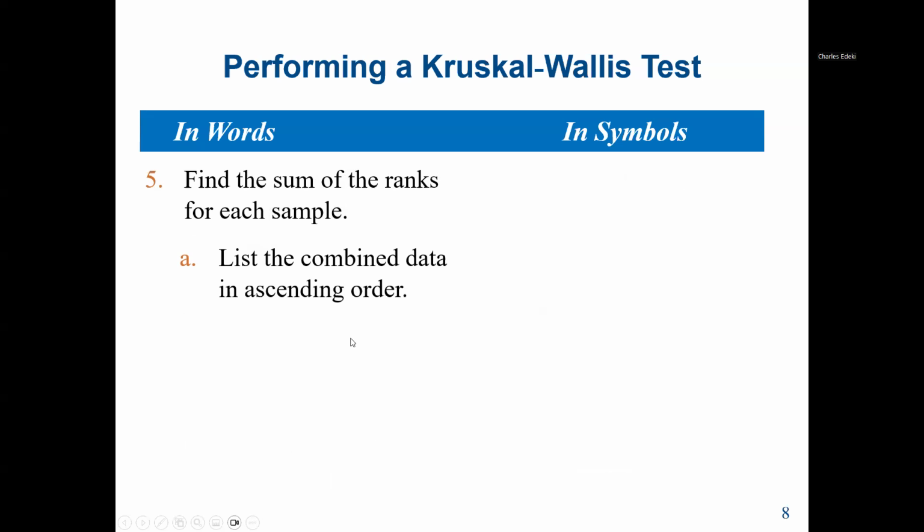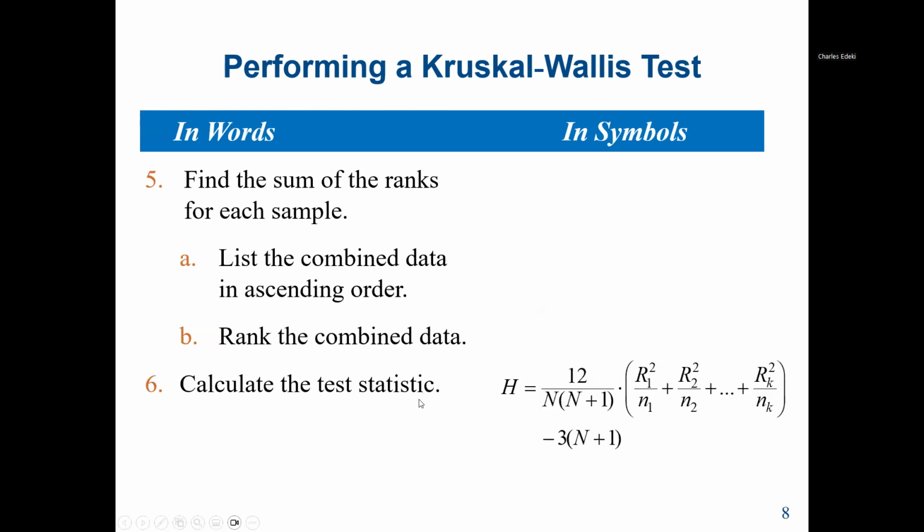Then we list the combined data in ascending order. Now, to find the sum of the ranks for each sample, we list the combined data in ascending order, that's the values from the lowest to the highest from the 3 different samples. Then we rank the combined data, and sum the ranks for each sample. Then we calculate the test statistic. So the ranking gives the values of R, R1, R2 for all the 3 samples. It can be any number of samples. Then we already know lowercase n1, the size of each individual sample. We can know the uppercase N because we have all the sample sizes.